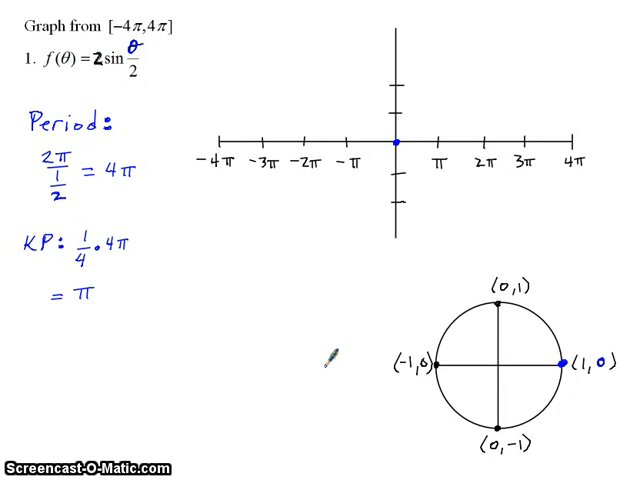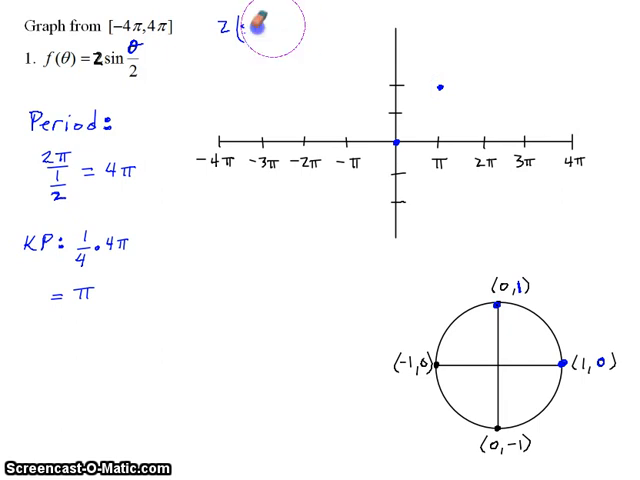Next one we do, we plug in a pi. And so we have 2 times the sine of pi over 2. And so we find the sine of pi over 2. At pi over 2, we have a 1. So we have a 2 times 1. That gives us a 2.